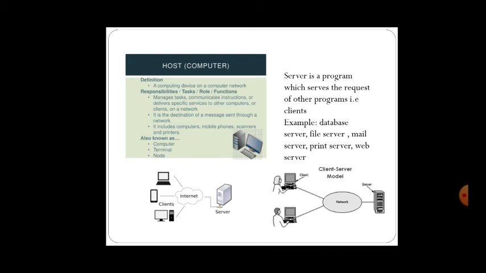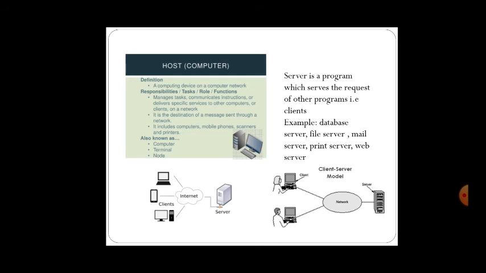Next, examples: database server, file server, mail server, print server, web server. A database server is a server which contains all the data. For example, Google has a server which contains all the database. A file server contains all the files, and a mail server contains all the mails you are sending. A print server is the main server for the printer, so that you can send the files and take the printout.